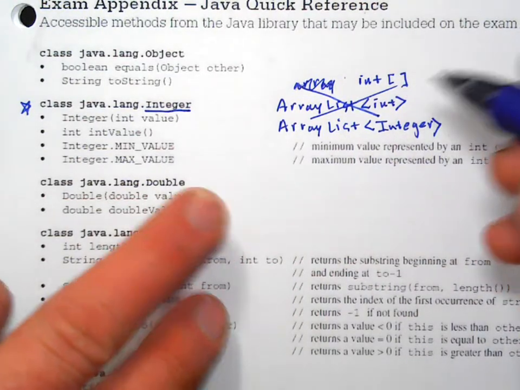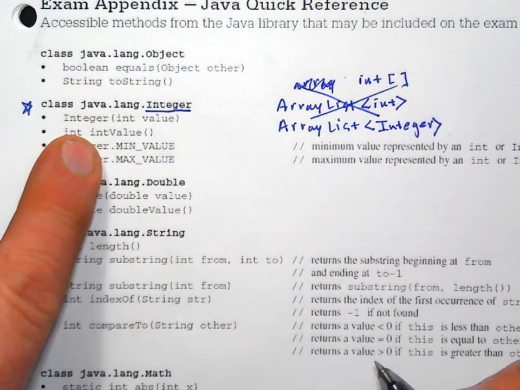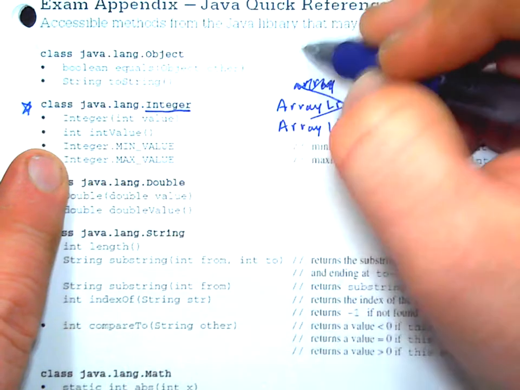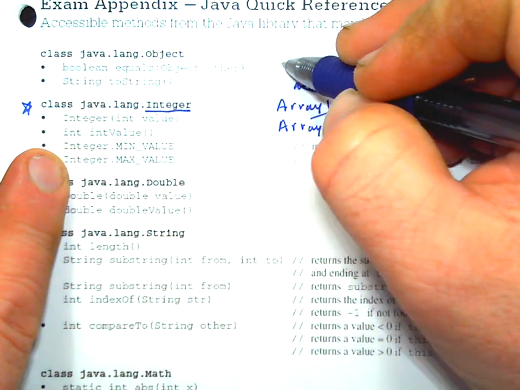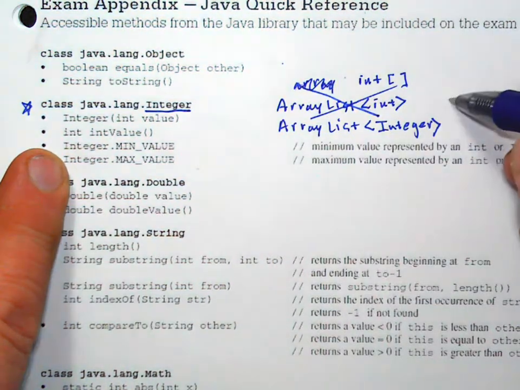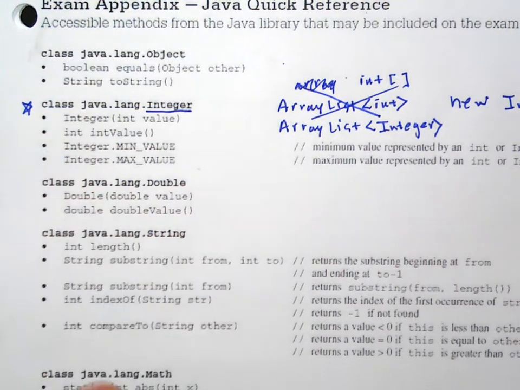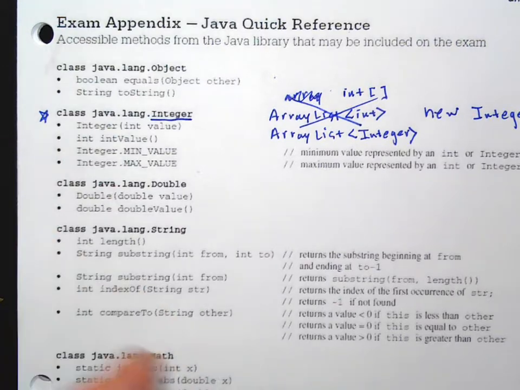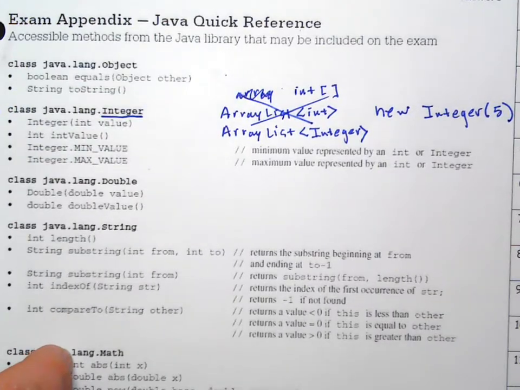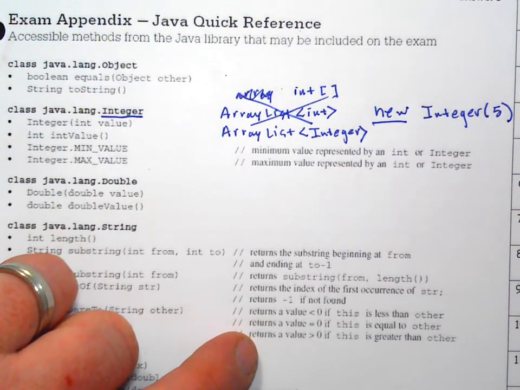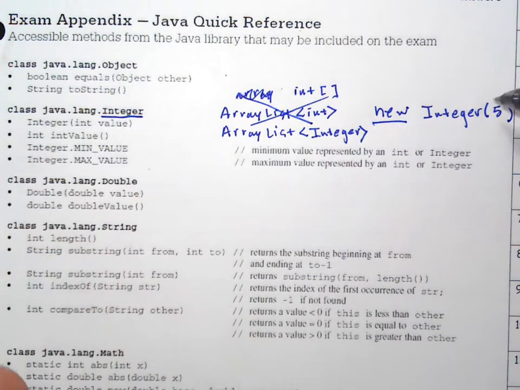The way you do that is right here. This is the constructor for it. You would have to say new Integer, and it has a constructor which takes an int. So you could put 5 in here, and it will make an Integer object that holds 5. So that's how you have to use the word new to create it the first time, just like other objects, because these are objects.